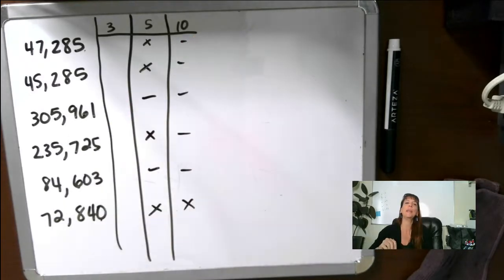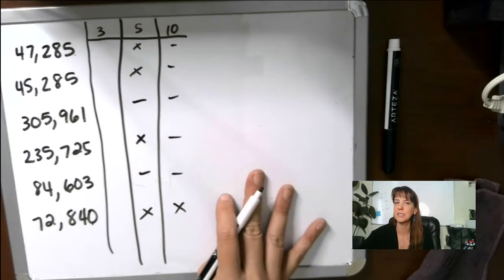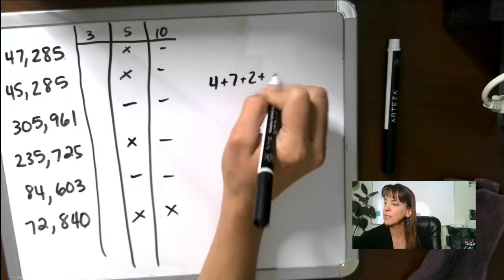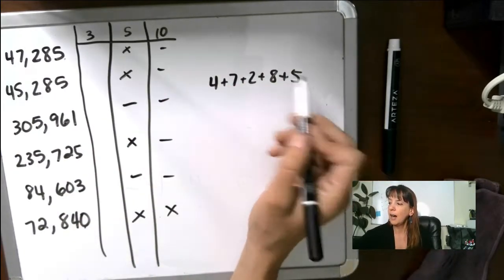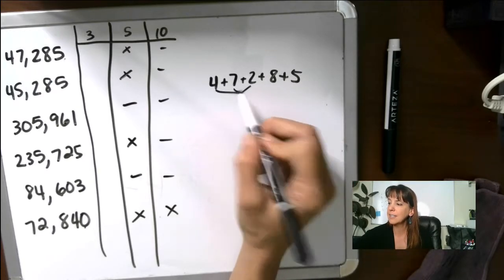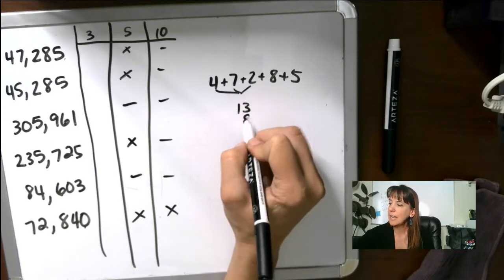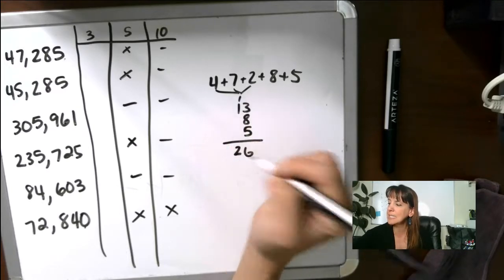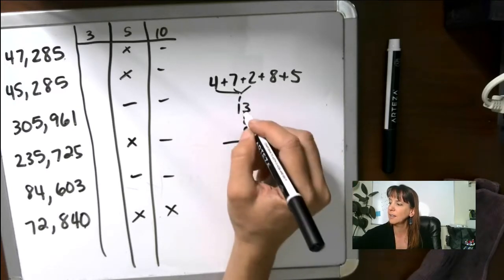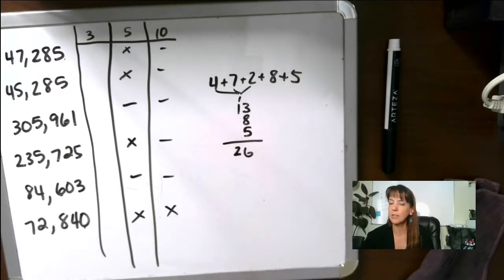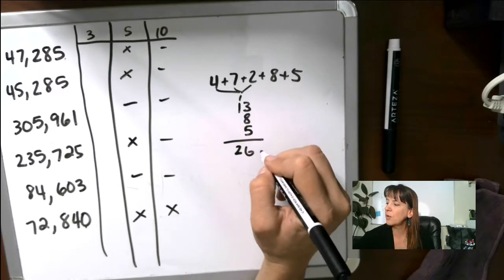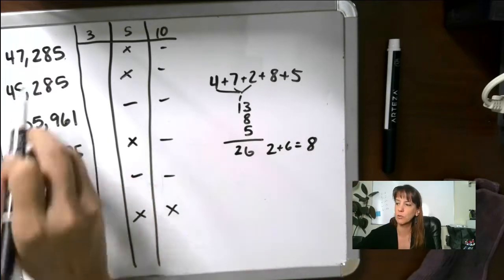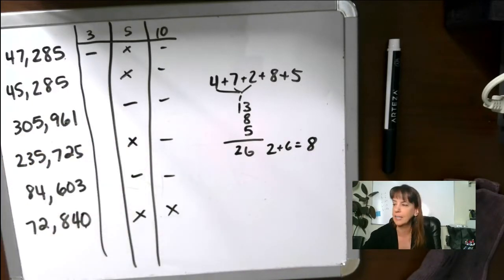Now we got that 3, and for 3 is where we add everything up. So I'm going to do some side work over here. That first one is 4 plus 7 plus 2 plus 8 plus 5. That's going to give us 9, then 13 plus 8 plus 5. That's 11, 6, carry the 1, 26, right? Okay, just making sure. And so 2 plus 6 equals 8. Does 3 go into 8? No, so 3 is not going to go into this number over here.